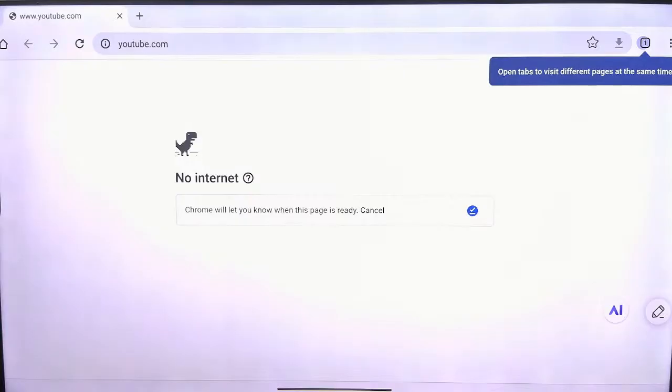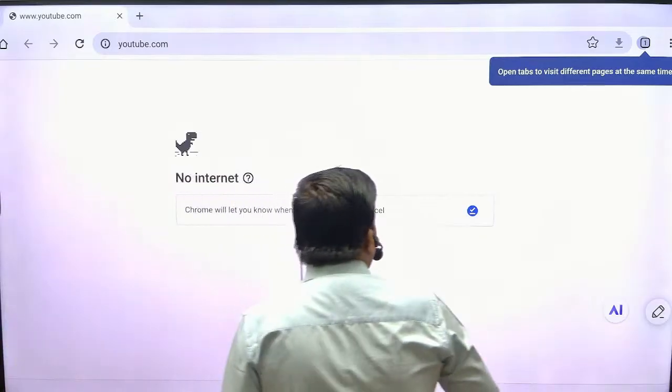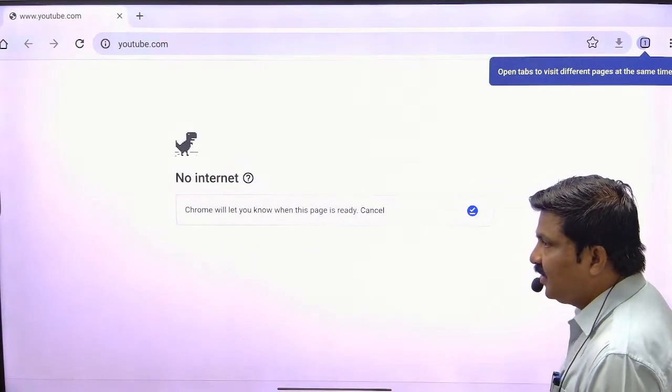Raghu, Raghu, please observe. Suddenly the connection went.